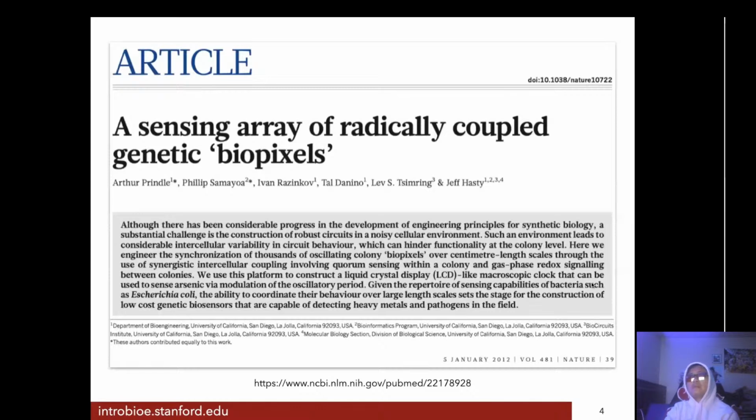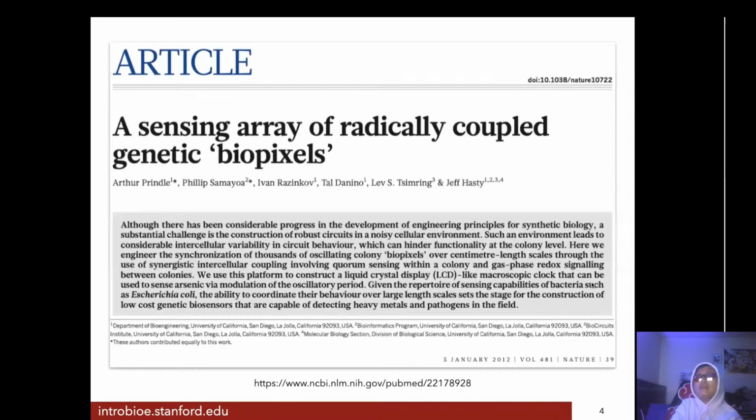If you make a DNA circuit, just like we saw in the previous work, although all the individual cells have the same genetic program in them, the cells are not doing the same thing at the same time, right? So considerable variability. This is looking like this might be a pretty cool paper. Considerable variability in circuit behavior, which can hinder functionality at the colony level, the collective level. When you have a bunch of cells, a bunch of bacteria, you call it a colony.